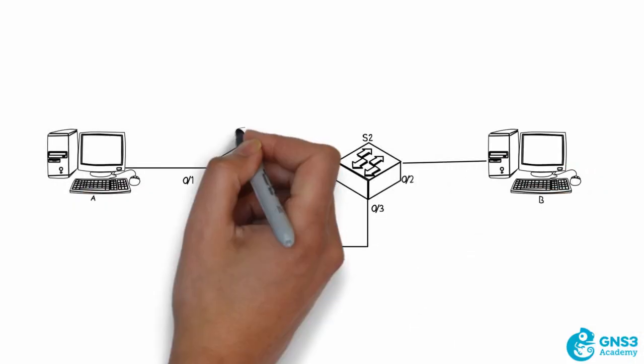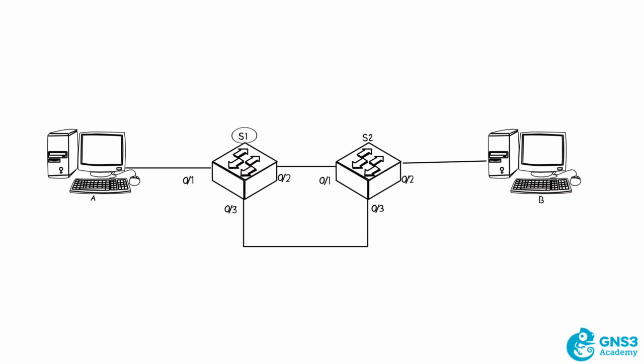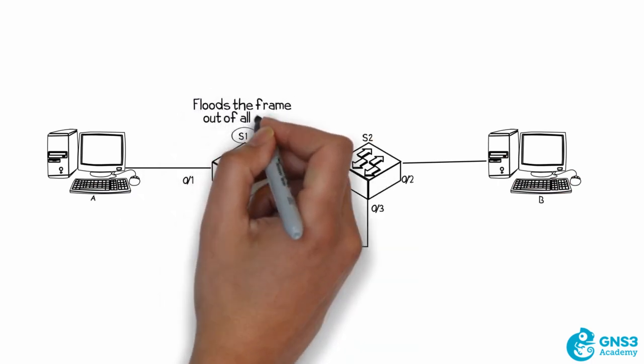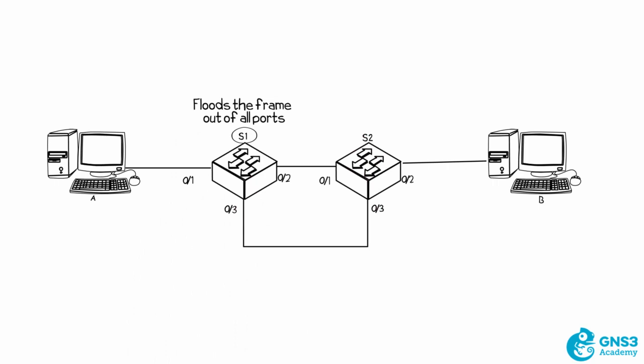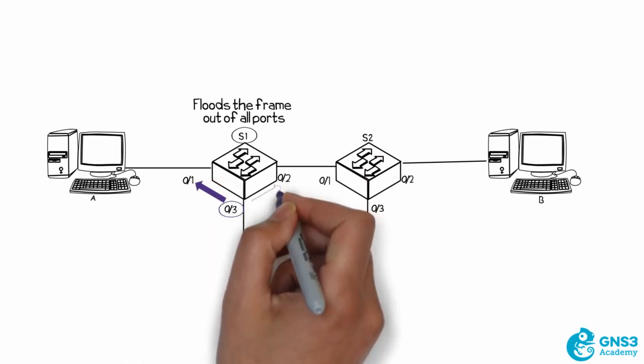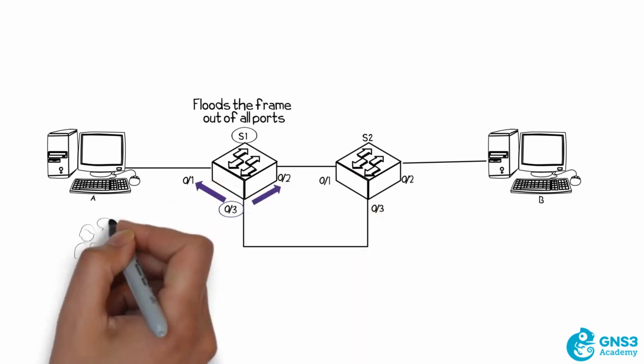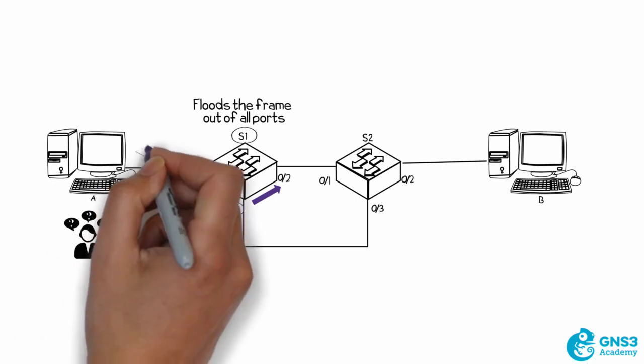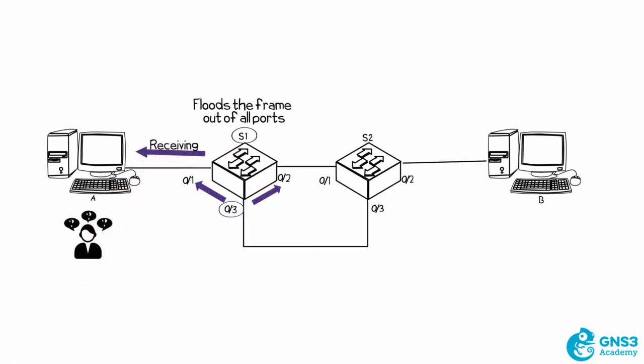Now when switch 1 receives the frame, it not only updates its MAC address table, but it also floods the frame out of all ports except the port in which it arrived. So the frame arrived on port 3 and is flooded out of port 1 and out of port 2. So this gets confusing for host A, because it's receiving the frame that it originally sent. But not only is A receiving the frame that it sent, switch 1 is also sending the same frame back to switch 2.